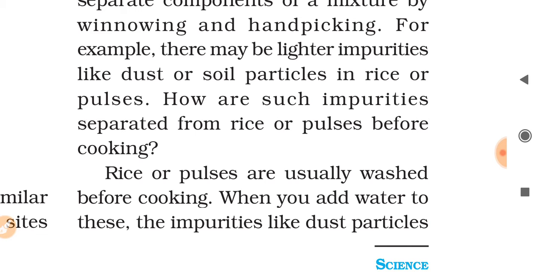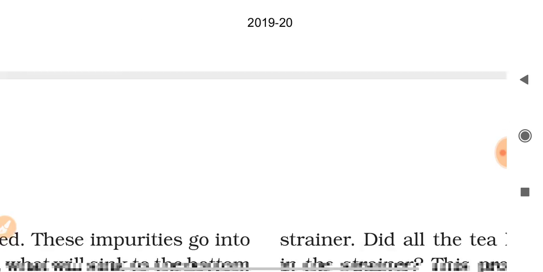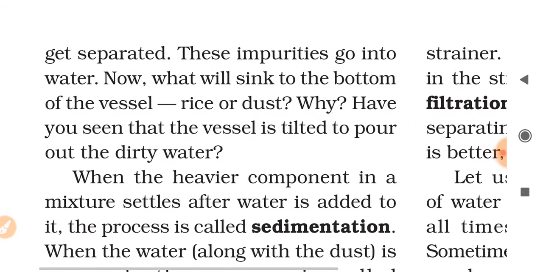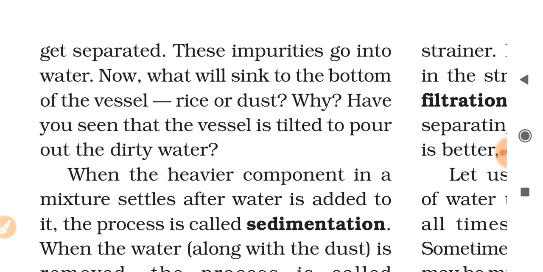When you add water to these, the impurities like dust particles, which do not get separated by winnowing or the handpicking method, get separated by this. If you pour water onto it, these impurities go into the water. Now what will sink to the bottom of the vessel, rice or dust? Why? Have you seen the vessel being tilted to pour out the dirty water?